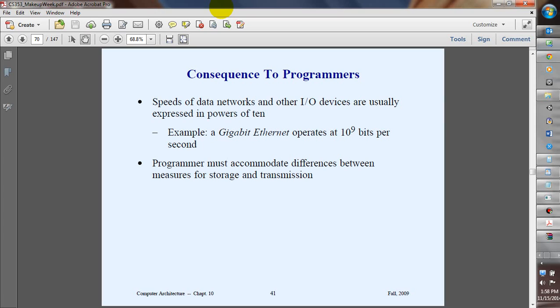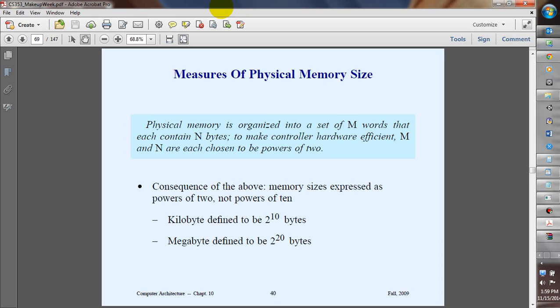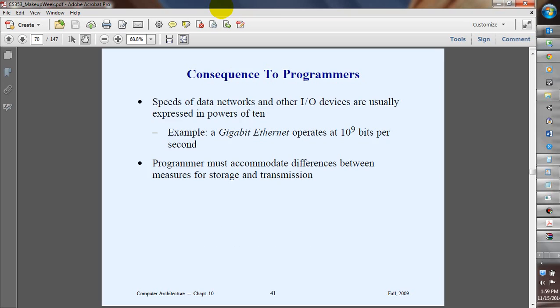Speeds of data networks are usually expressed in powers of 10, so a gigabit internet is 10 to the 9th per second. But just keep in mind that that's a difference between storage and transmission speed. That's usually just the speed that's represented by something like a gigabit internet. That doesn't necessarily refer to the same thing we think about when we think about megabytes and gigabytes. A gigabit internet is 10 to the 9th, as opposed to 2 raised to a power, as we see with kilobytes and megabytes, and gigabytes as well.